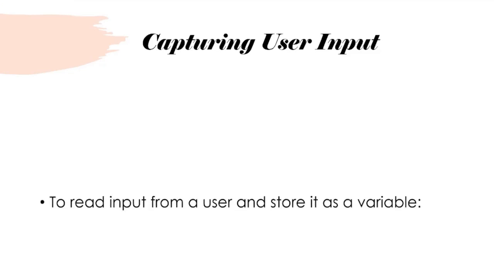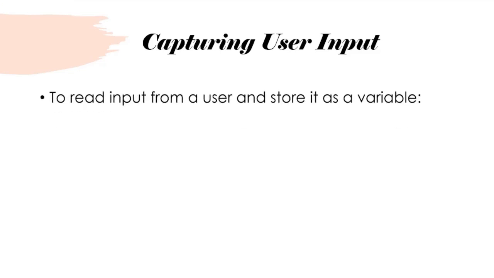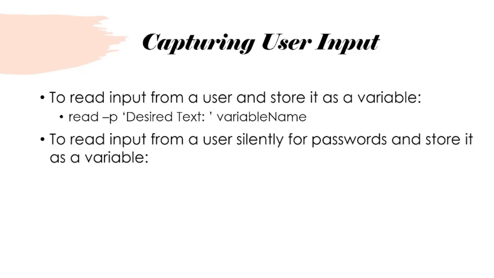Okay, so now let's go over capturing user input. To read input from a user and store it as a variable, we would use the command read -p, whatever text you want to print out, and then the variable name. To read input from a user silently, for passwords, and store it as a variable, you would say read -sp, then the text you want to print out, followed by the variable name. Okay, so now let's try this out really quickly.